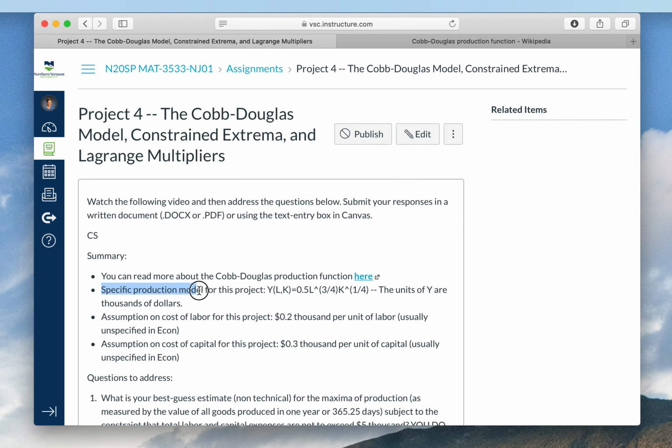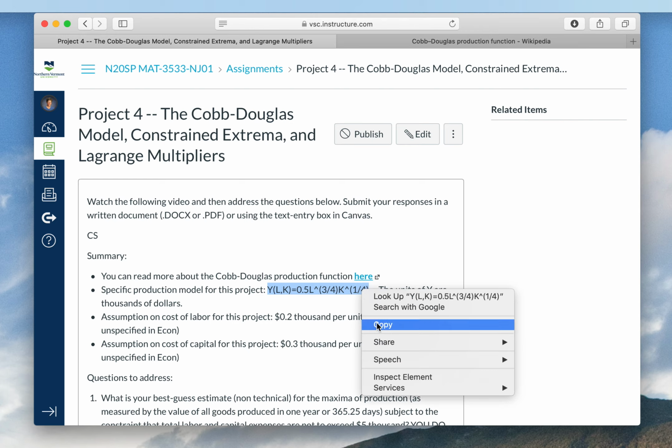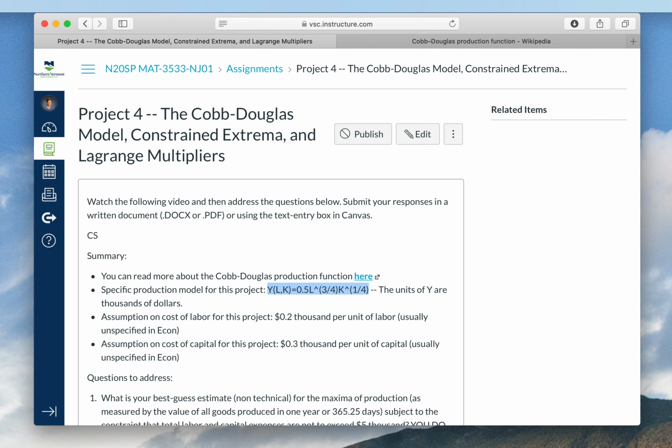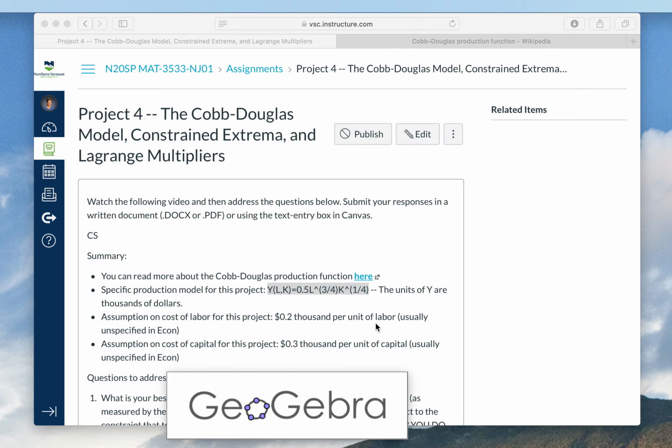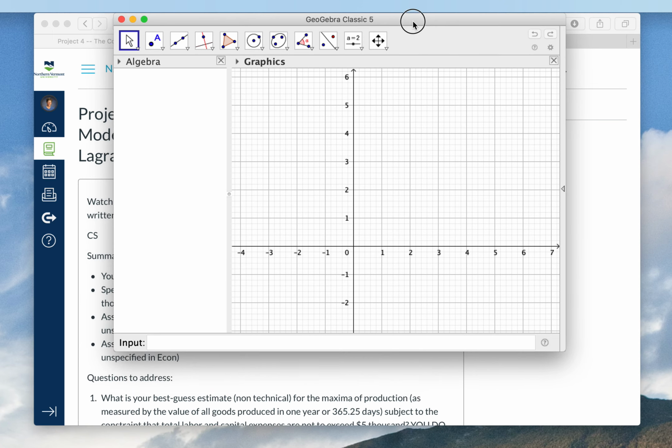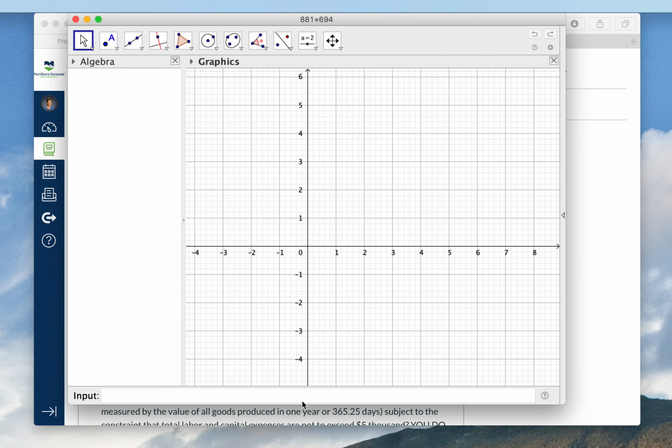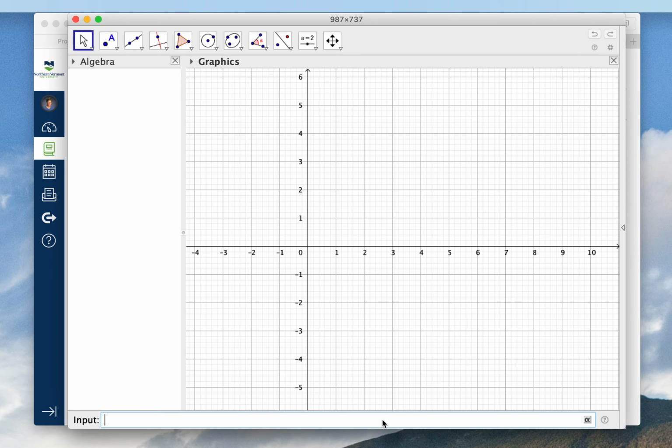The specific production model that we're going to use in this project is here. Y is a function of L and K. We're going to use the constant 0.5, and we're going to use exponents of 3/4 and 1/4. These are all changeable, so these three numbers, 0.5 is changeable, and 3/4 and 1/4 are changeable. Just the exponents always need to sum to 1. So why don't we go ahead and copy this. And I've got to actually open GeoGebra. And let's go ahead and create this function.